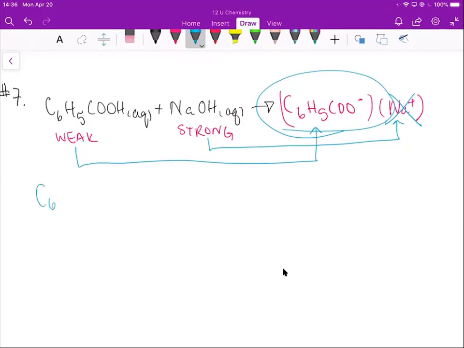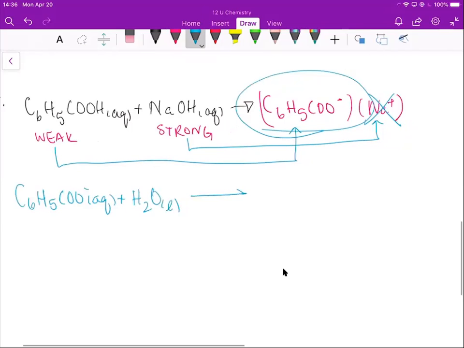So I have C6H5COO minus aqueous plus water. So this is going to be an equilibrium, and this is going to produce hydroxide ions. So it's going to go back. Do you see how this is the same as this? It's just reacting with water and going backwards and going back to the weak acid.